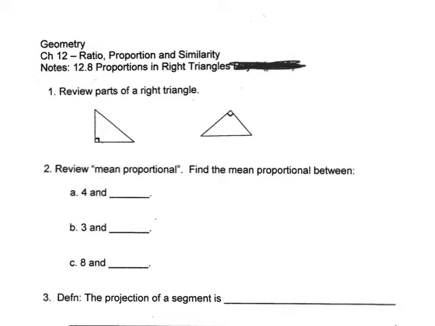In this lesson and the next one, we're going to look at solving those right triangles with altitudes a different way. And this one involves something called the mean proportional. So first of all, we're going to review the parts of a right triangle, which should be old news to us.